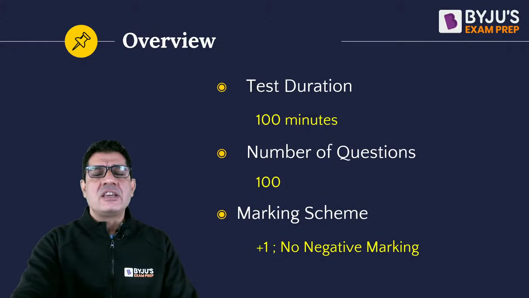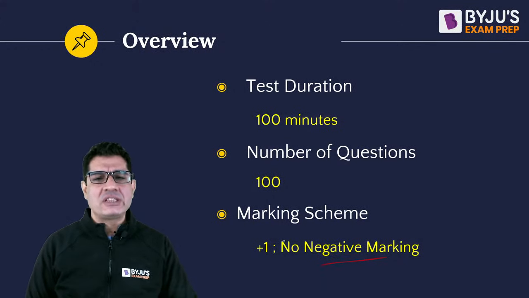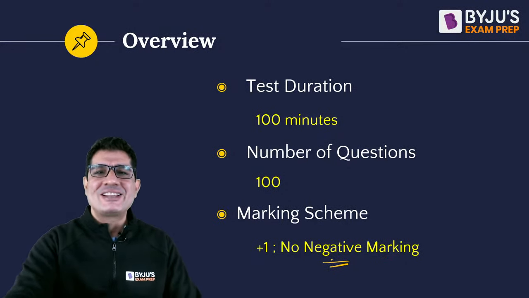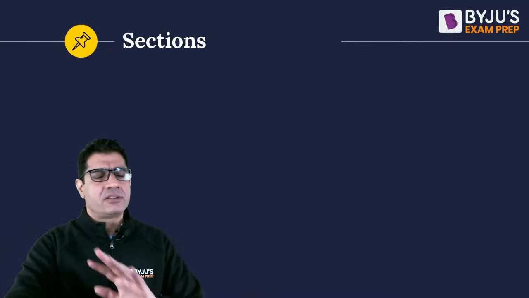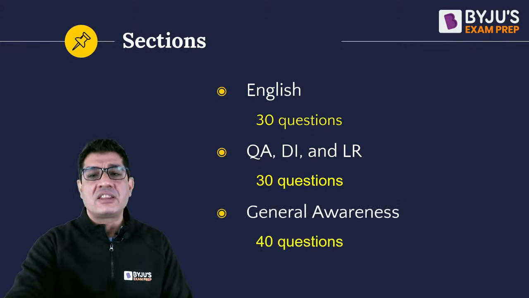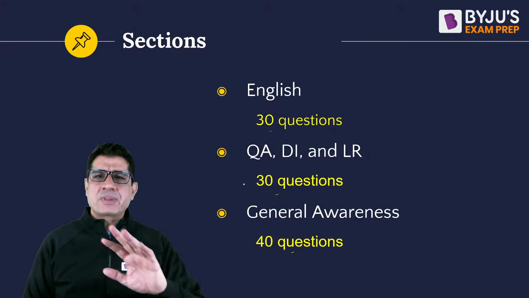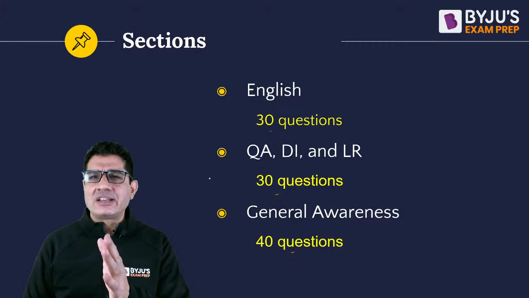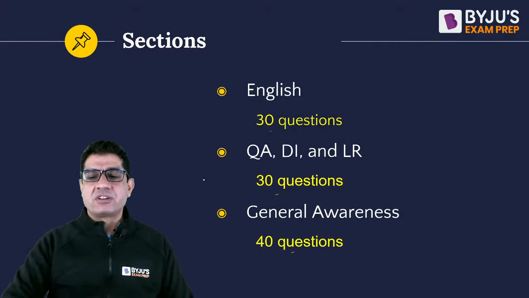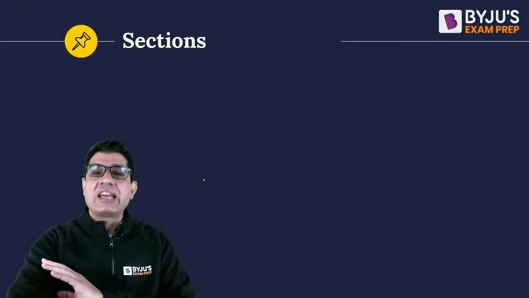Then the marking scheme: +1, but the really important thing here is that there is no negative marking whatsoever, which means that you are going to attempt all the 100 questions in this exam. The paper is generally divided into 3 sections. You have English, you have QA/DILR clubbed together, and then you have general awareness. So here is the breakup of the questions. I think this number itself tells you that TISSNET focuses a little more on general awareness. And in case you have any doubt, the next slide will take care of that ambiguity.